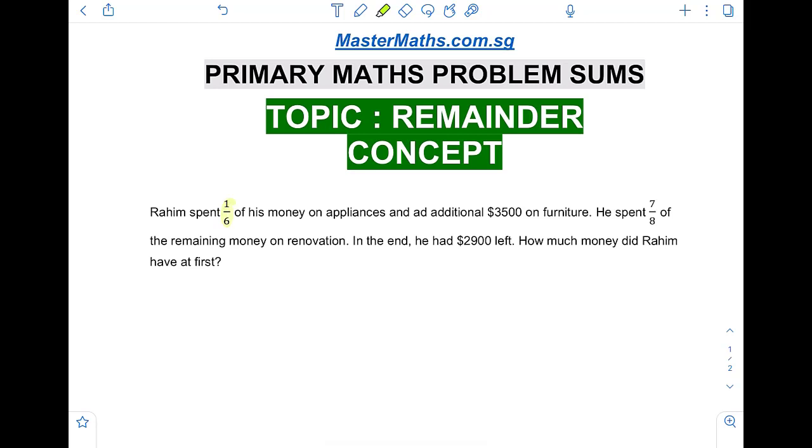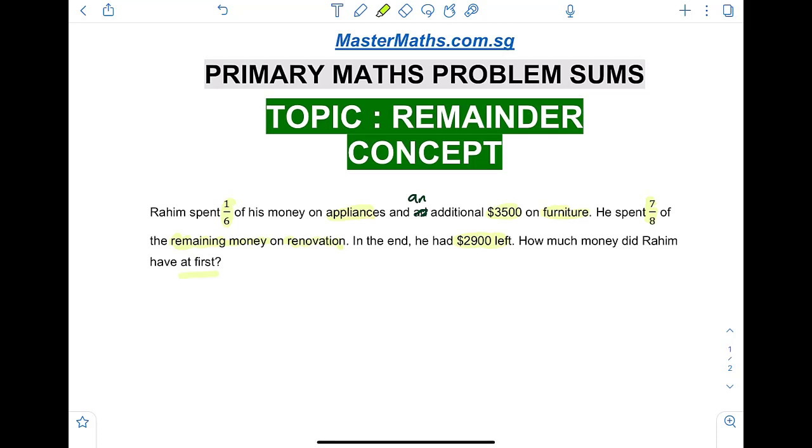Rahim spent 1/6 of his money on appliances and an additional $3,500 on furniture. He spent 7/8 of the remaining money on renovation. In the end, he had $2,900 left. How much money did Rahim have at first?